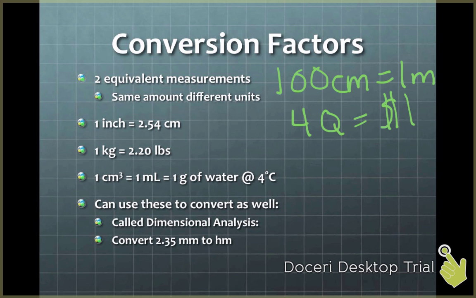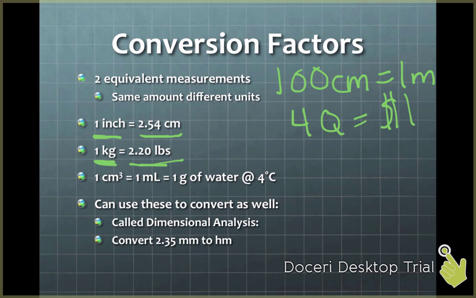A few other ones that you're going to need for labs is, for instance, 1 inch is 2.54 centimeters. They're the same amount of length, they're just different units. 1 kilogram is 2.2 pounds. You're going to need that for a lab when we're converting our weight. Again, same amount of weight, just different units.